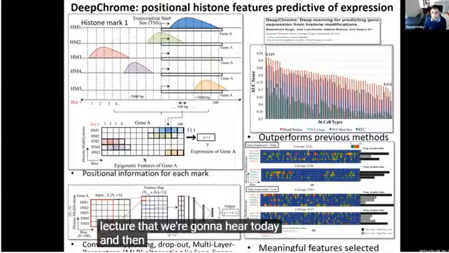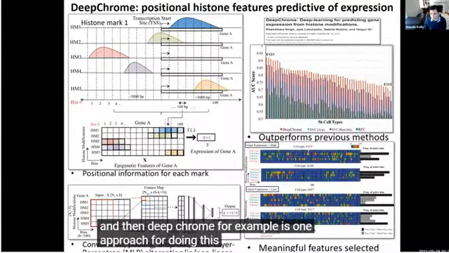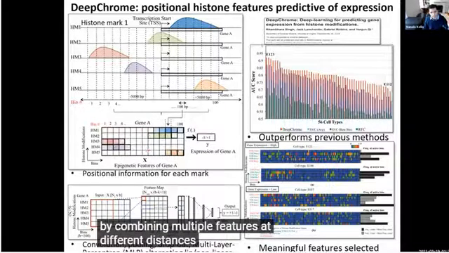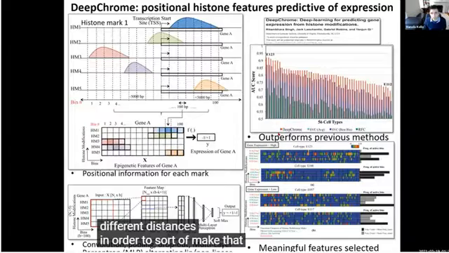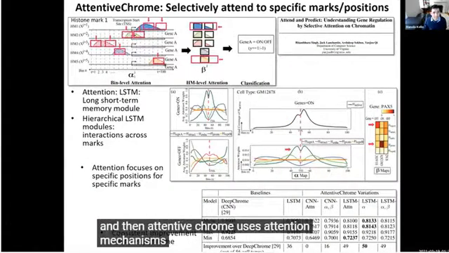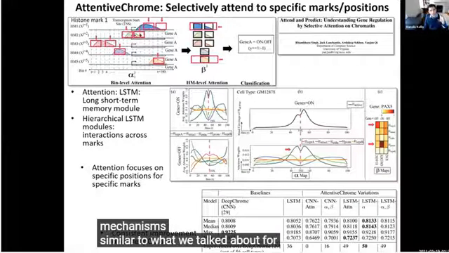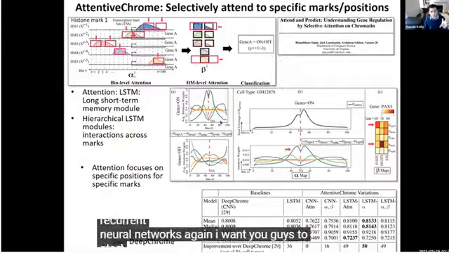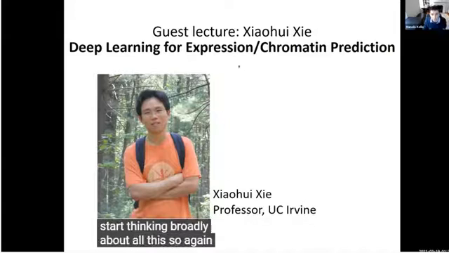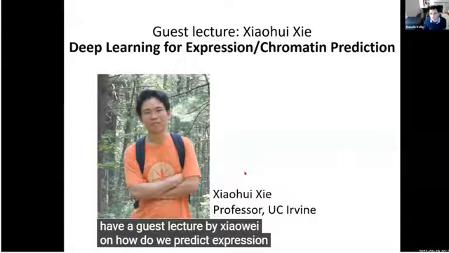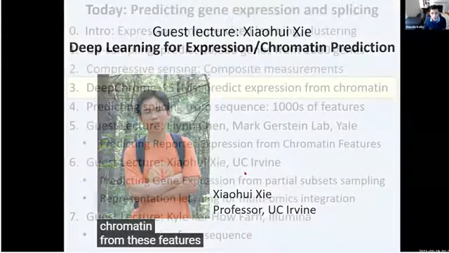And then DeepChrome, for example, is one approach for doing this by combining multiple features at different distances in order to make that prediction systematically. And then AttentiveChrome uses attention mechanisms similar to what we talked about for the transformer model when we talked about recurrent neural networks. Again, I want you guys to start thinking broadly about all this. So again, we're going to have a guest lecture by Xiaowei on how do we predict expression and chromatin from these features.